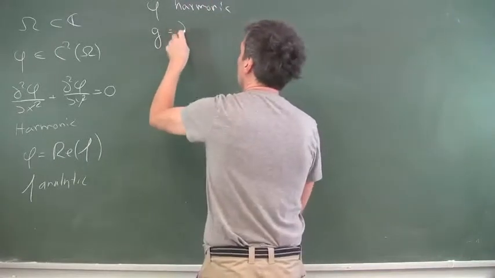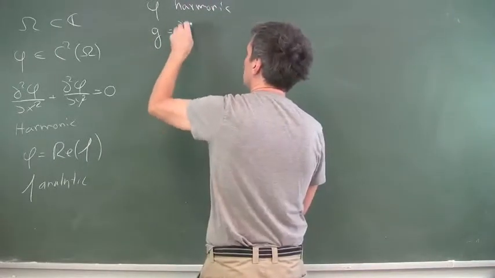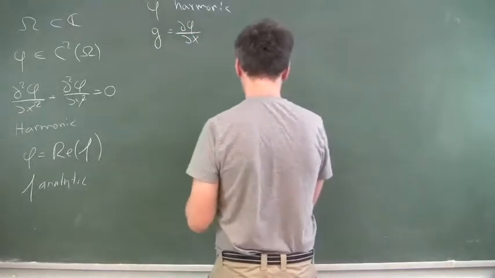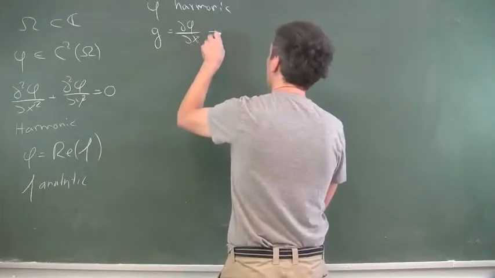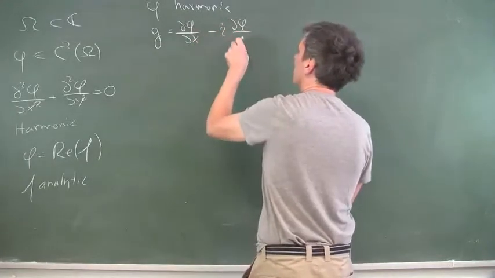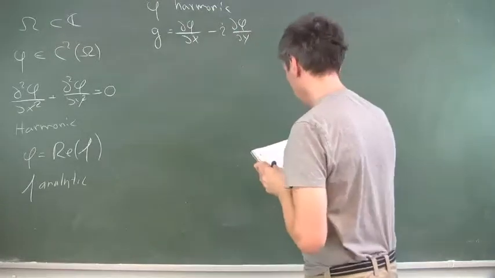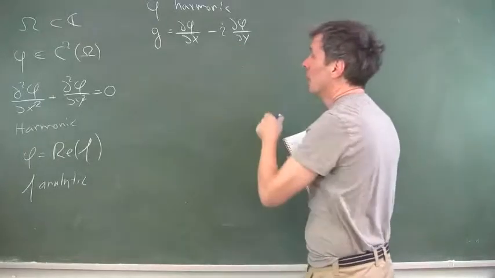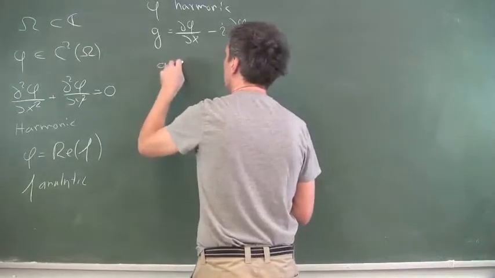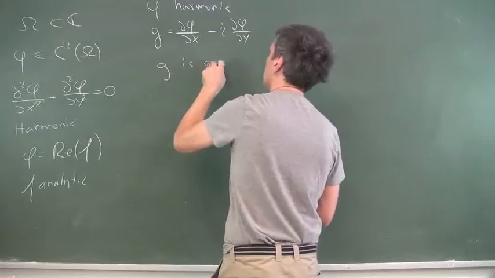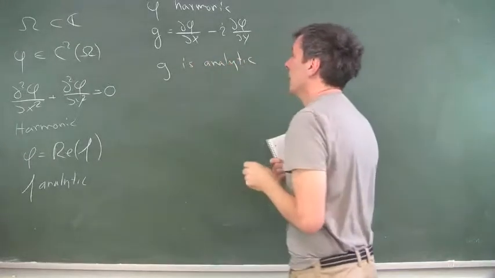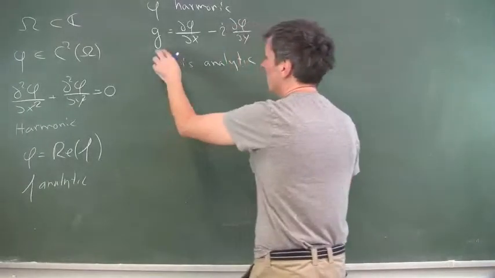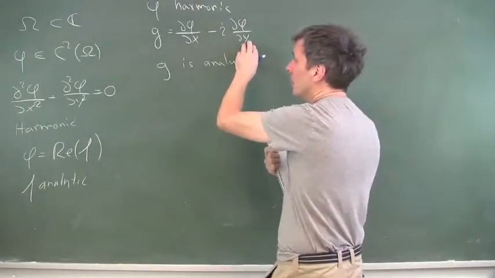Then you define a function g like this. You take the derivative with respect to x, and then minus i times the derivative with respect to y. Then it turns out that this function is analytic in the given domain. And the reason is simply that you can check the Cauchy-Riemann equations here now.